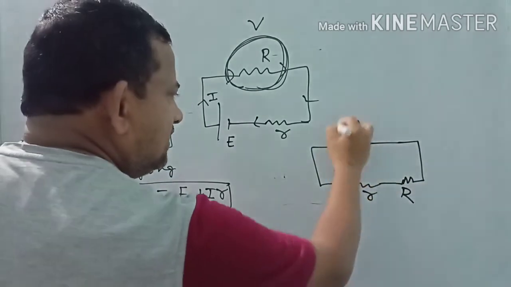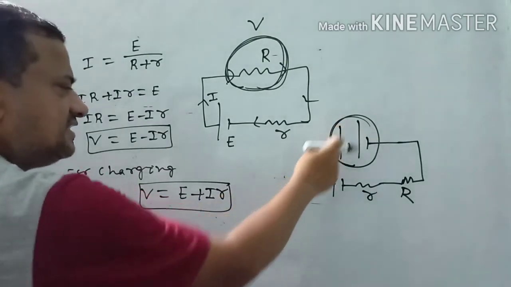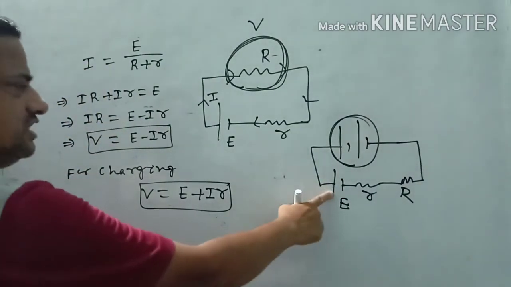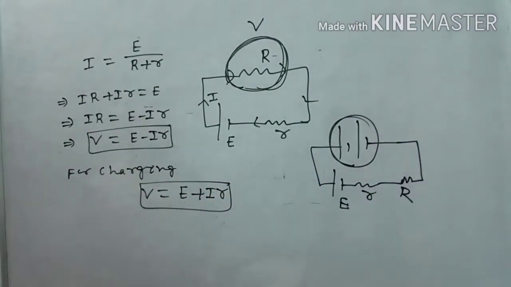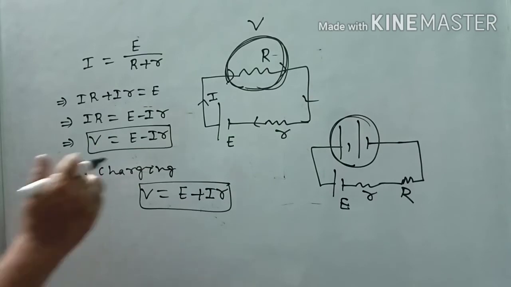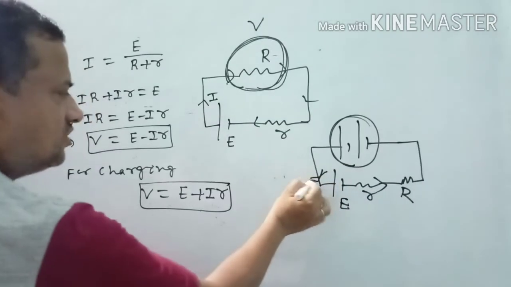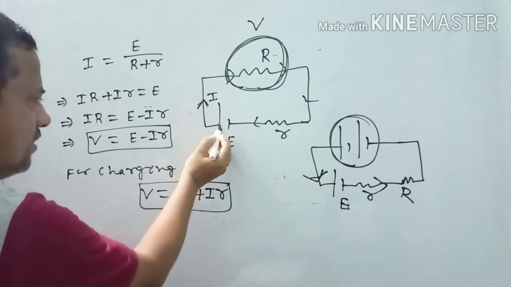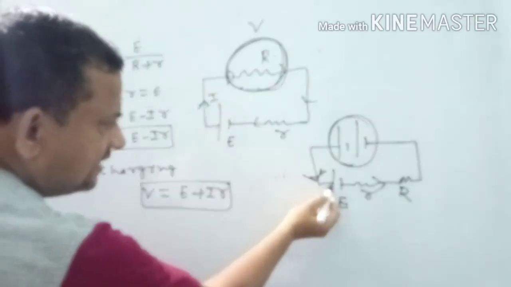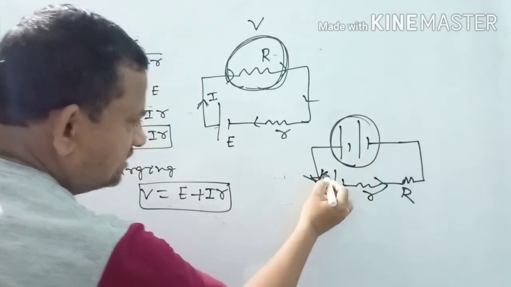Here is the charger. This one charges the cell having EMF E. Positive will be connected to positive so that it will be charged. In this case, you see current is in a reverse direction like this. Here, just check, current is from positive to negative. Here current is like this, negative to positive, just reverse direction.